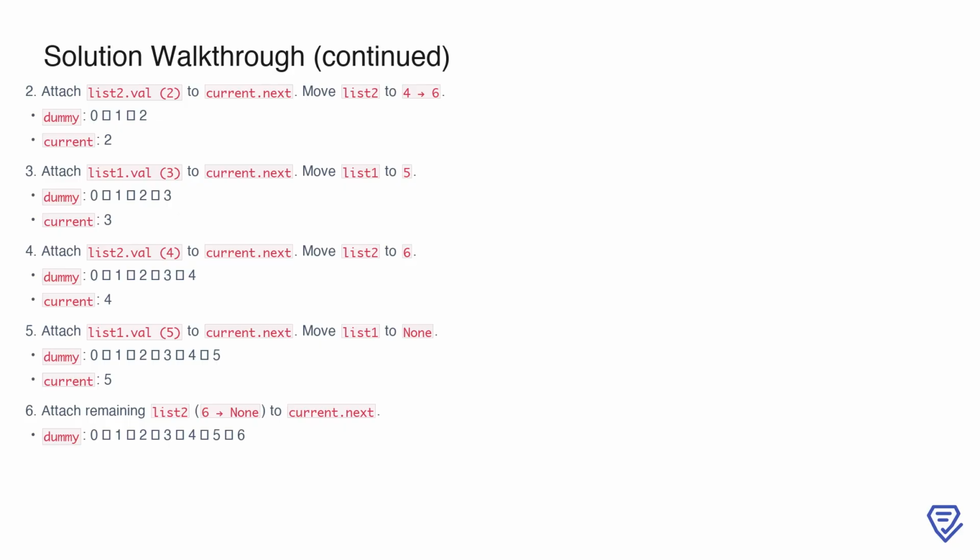Continuing, since 4 is less than 5, we attach the node from list 2 to current.next, move list 2 to its next node pointing to 6, and update current to the node with the value 4. The list becomes 0, 1, 2, 3, 4.